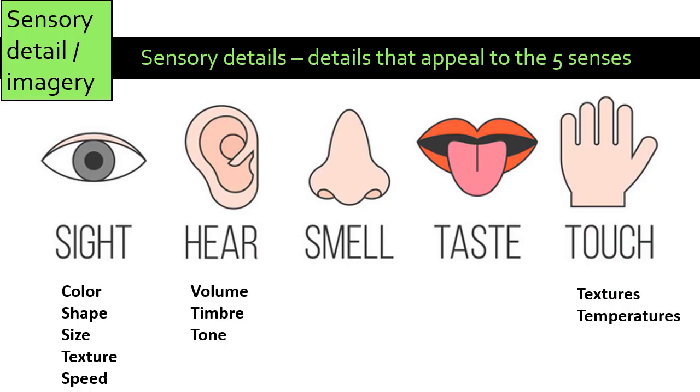Using sensory detail and imagery simply means including a lot of details in your story that appeal to or relate to the 5 senses, the sense of sight, hearing, smell, taste, and touch. For example, for the sense of sight, you would include lots of references to the color of objects, the shape, the size, the texture, the speed, all these descriptive words that would help your reader see what's being described.